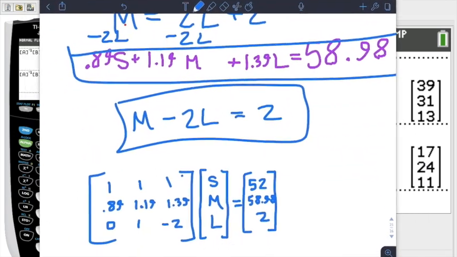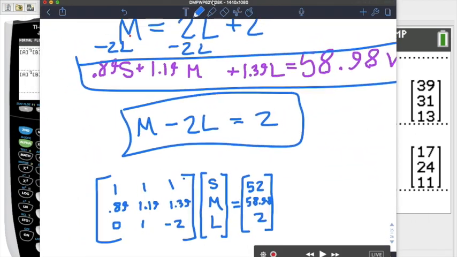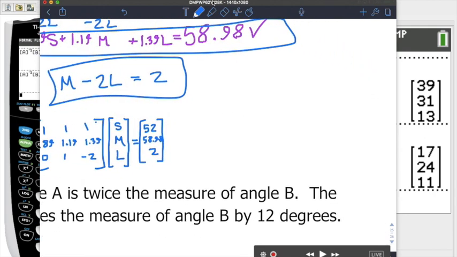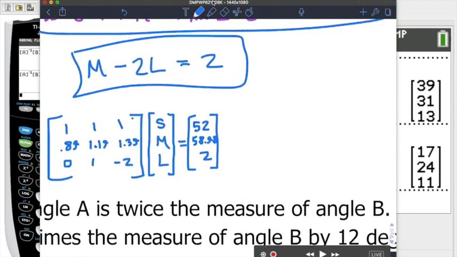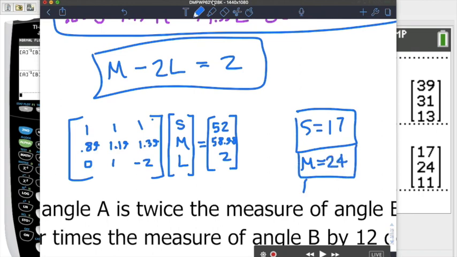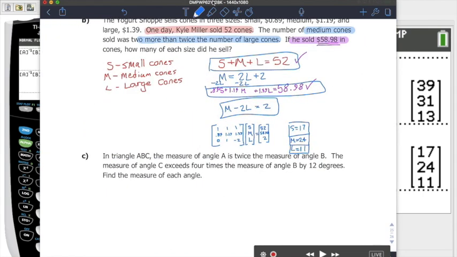If you start getting crazy decimals that don't make sense, or a weird decimal for something you should have a whole number of, that's usually when you want to go back and look. So we'll say the number of smalls is apparently 17, so 17 smalls. The mediums are 24, and then the larges were 11, and then that's it.